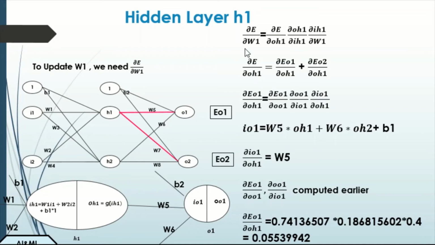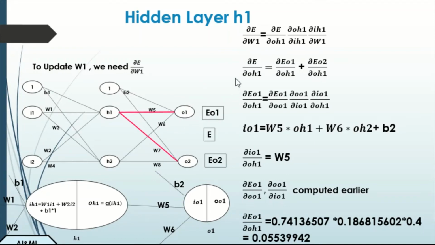So if we look at the backpropagation rule, to compute the derivative of error with respect to W1, we look at this node H1 and we will use the chain rule, that is derivative of E with respect to OH1, then derivative of OH1 with respect to IH1, and then derivative of IH1 with respect to W1.